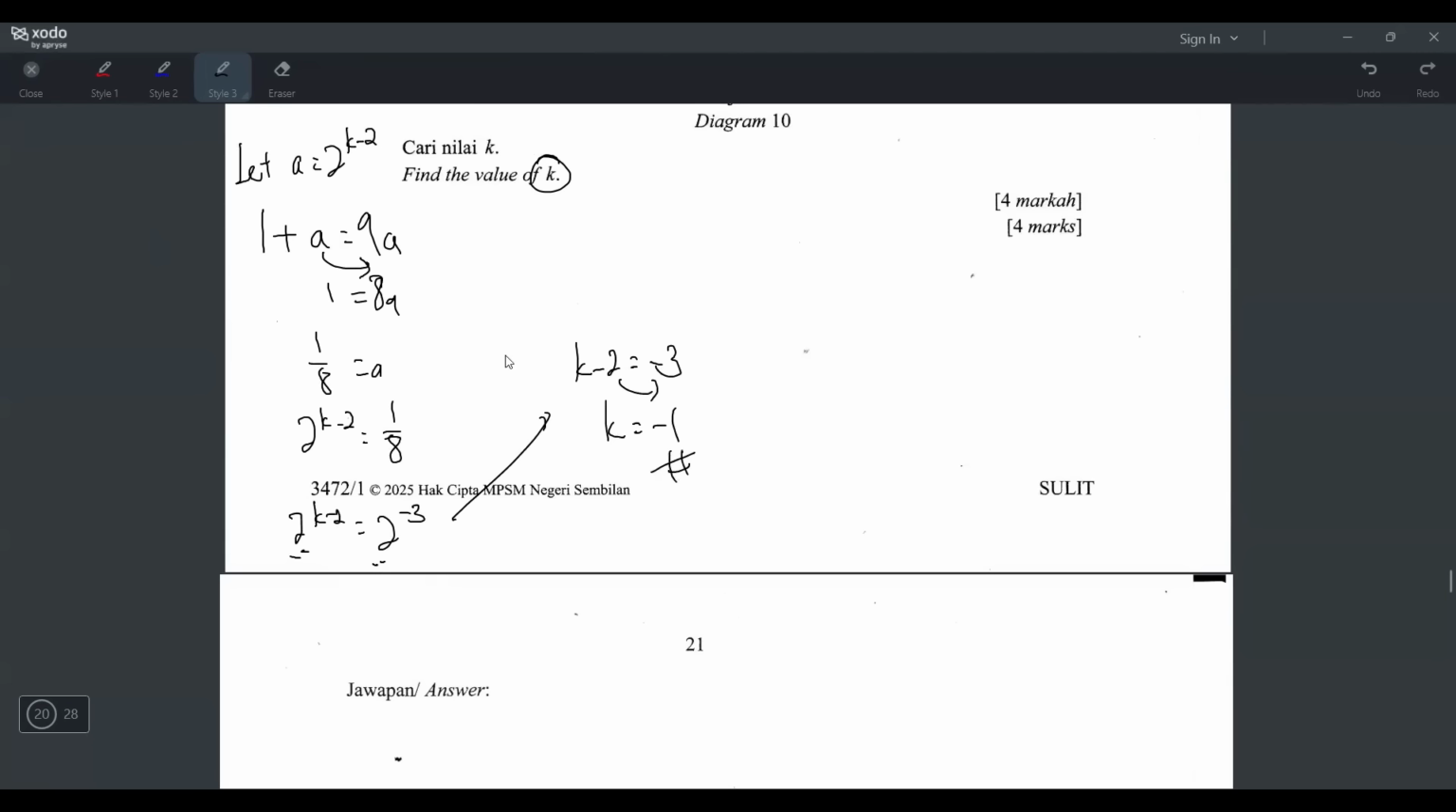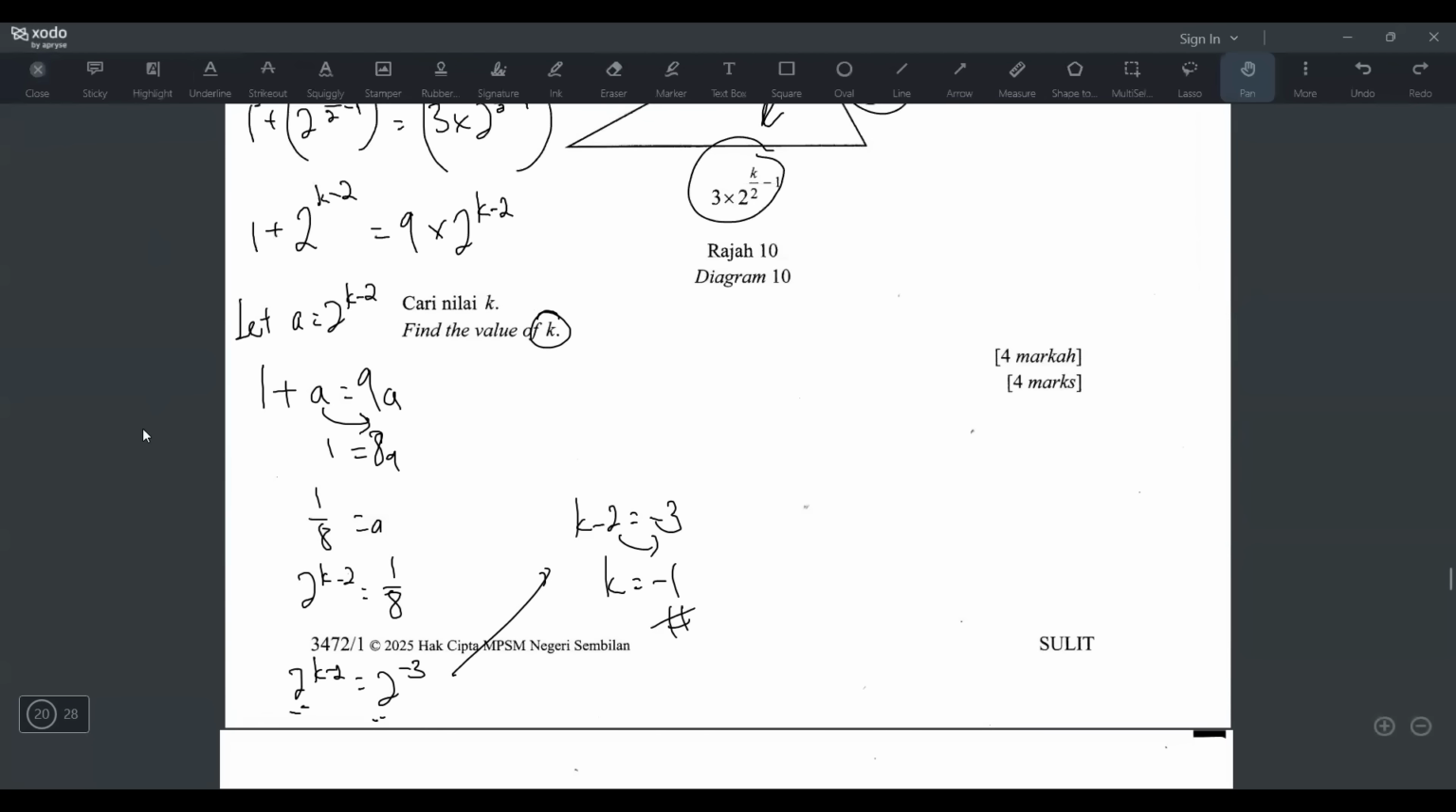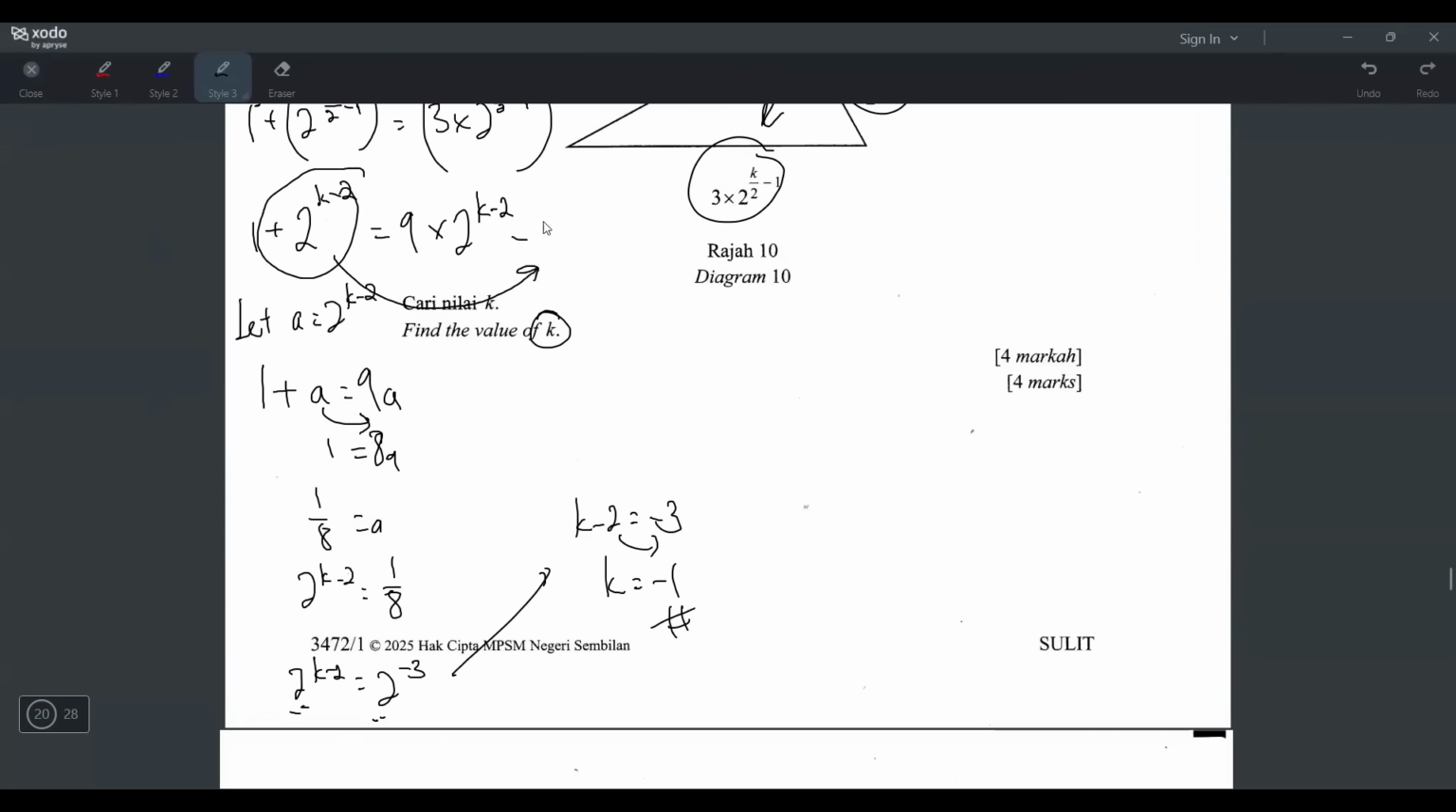So that's the answer. Another way to do it is like this. Move the plus 2 power k over to the other side, it becomes minus. Then after you move it, you factor out the 2 power k minus 2, and you are left with 9 minus 1, which is 8. So it becomes 8 times this equals 1. Then move the 8 to the other side and it becomes 1 over 8. Same also, you get this also, right? So that's another way to do it. Up to you which one you want to do. You will get the same answer.